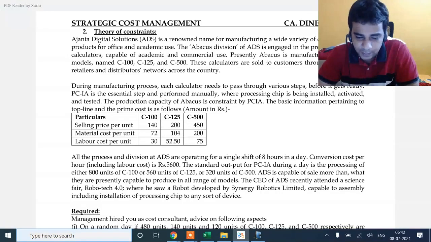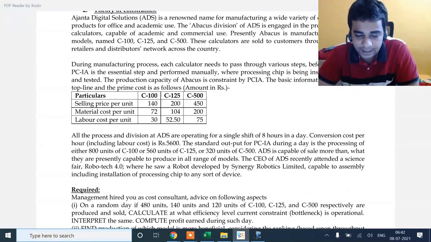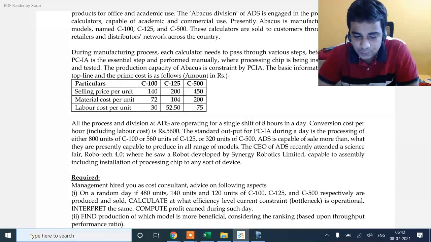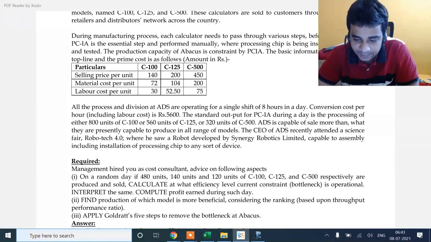Attended a science fair where a robot developed by Synergy is capable of assembling. On a random day, if 480 units, 140 units and 120 units of C100, C125 and C500 are produced and sold, calculate at what efficiency level it is operational, interpret the same, and compute profit earned. Find production of which model is more beneficial considering the ranking based upon throughput performance ratio.